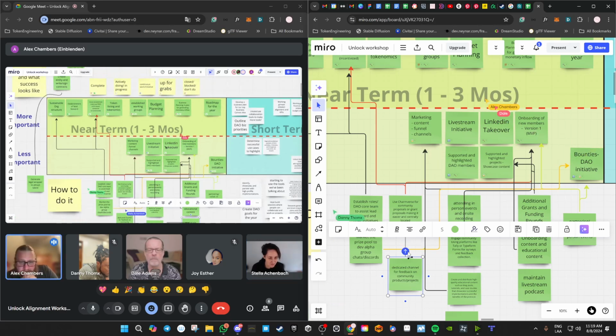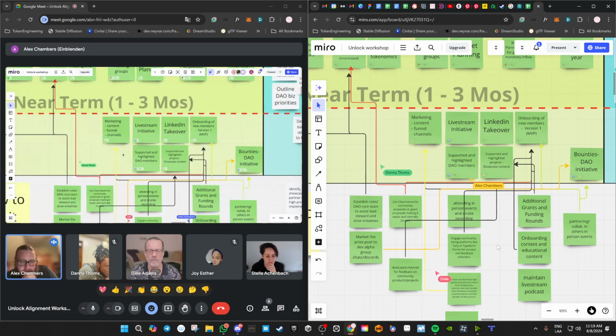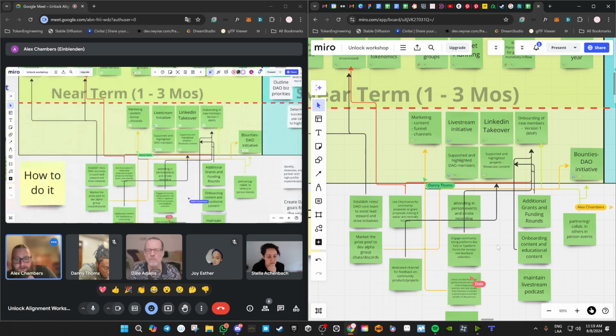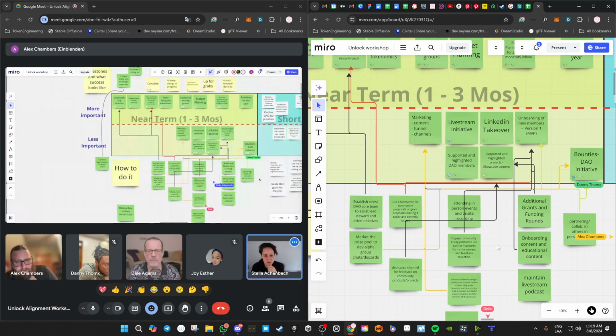Well, I guess if you want, we could also just focus on the ones that are open most specifically, because the other ones are already kind of in motion. So that would be marketing, content funnel, and channels, supporting high-level or highlighted projects and showcasing content, and then bounty DAO initiatives. Would it make more sense just to start grouping things under that and move away from this? I think yes, because this is not very insightful. I think that's the problem. It's not that this is not good, it just doesn't create a lot of transparency.